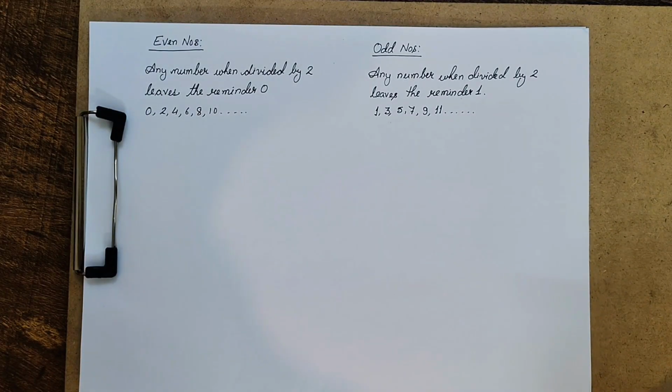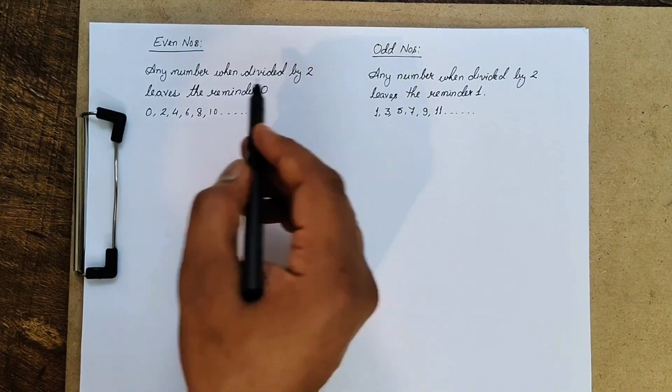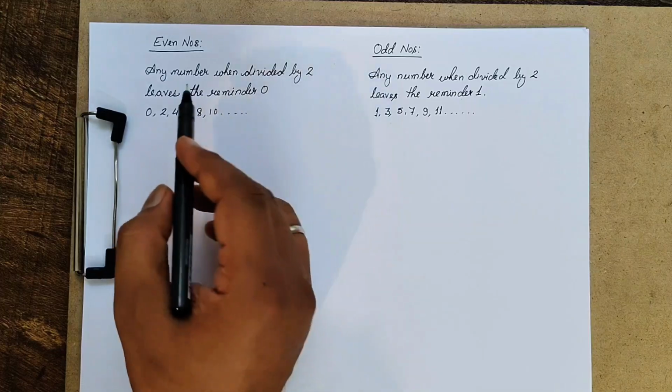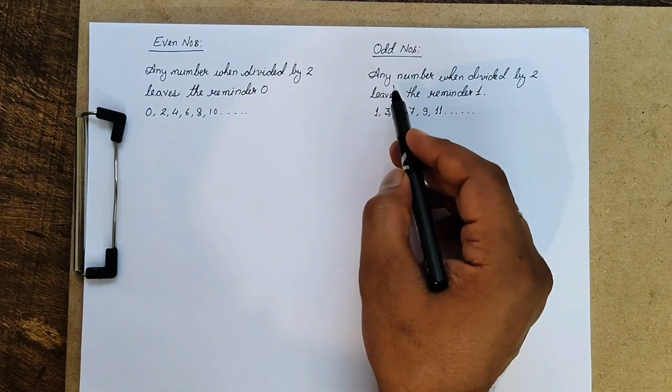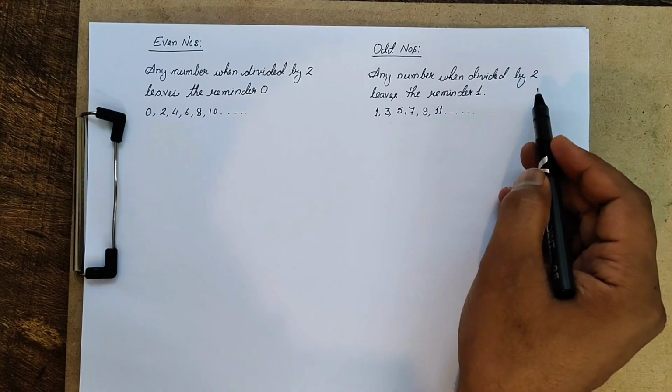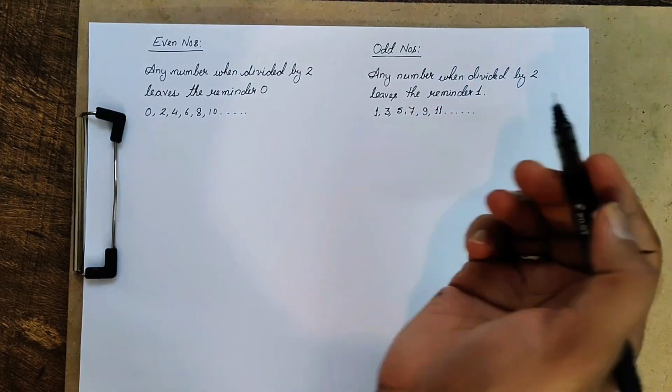Hello everyone. Today we will learn about even numbers, odd numbers, prime numbers, composite numbers and co-prime numbers. So let's see what are even numbers. Any number when divided by 2, if it leaves remainder 0, is known as an even number. Similarly, any number when divided by 2, if it leaves remainder 1, is known as an odd number.